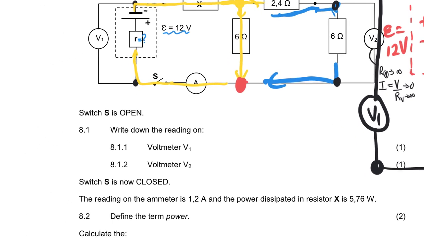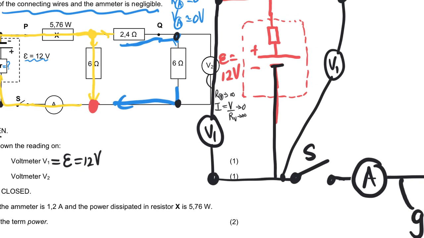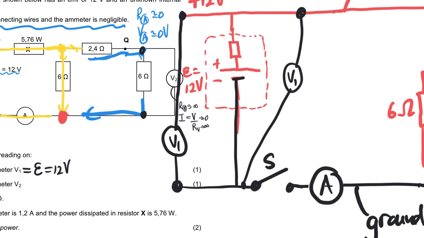So let's take a look at the reading on voltmeter V1 when S is open. Okay, so when S is open, V1 is going to read the EMF, which is going to be 12 volts. All right, how do we know that? Well, if you look here, V1 is measuring the volt drop across the battery when S is open, so there's no current flowing through it. So this little internal resistance here, which is unknown, no current will flow through it, so therefore there's no lost volts. So therefore the voltmeter will read the theoretical voltage of the battery.